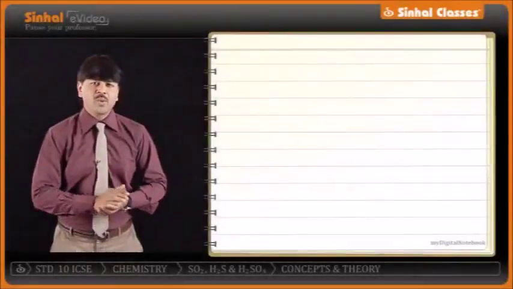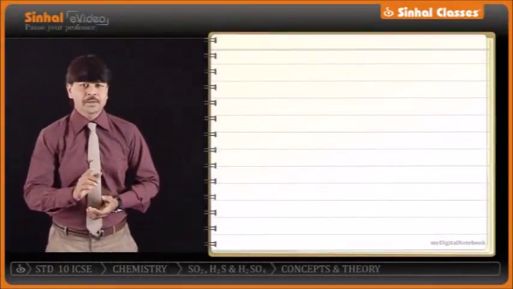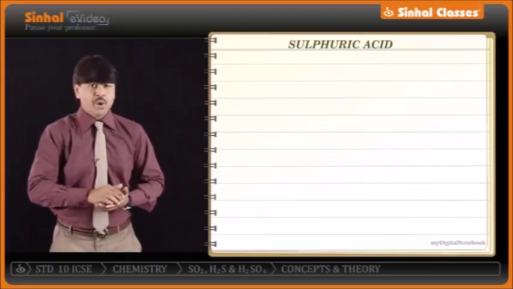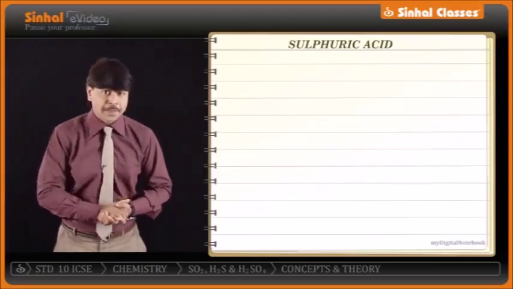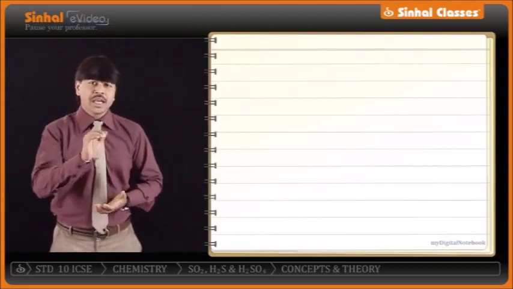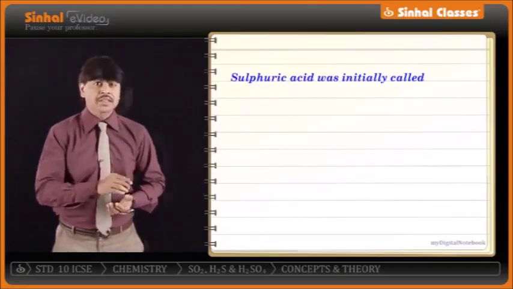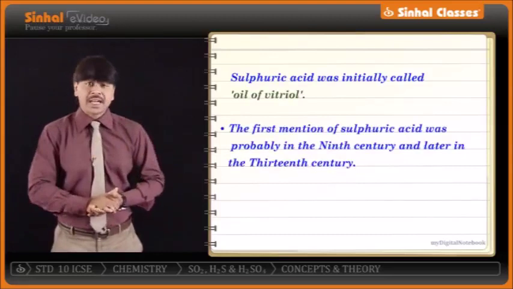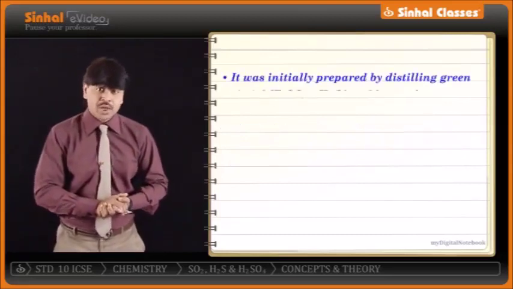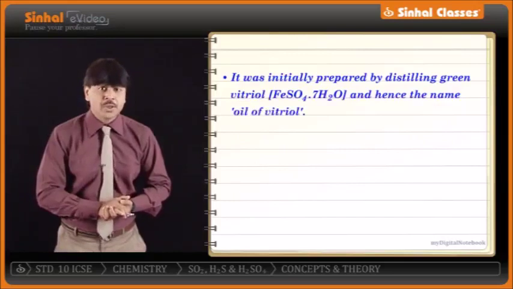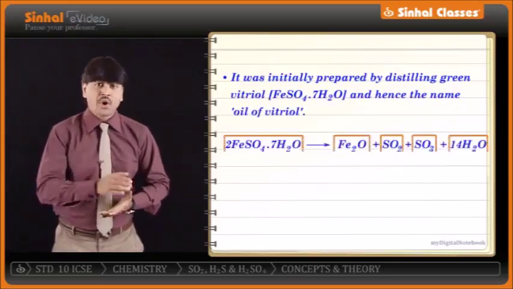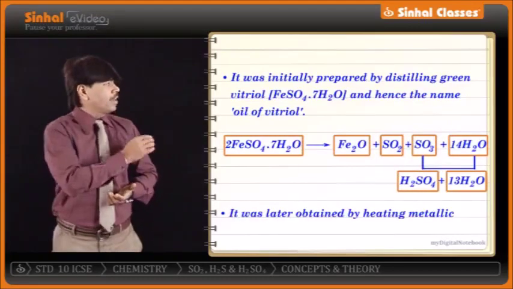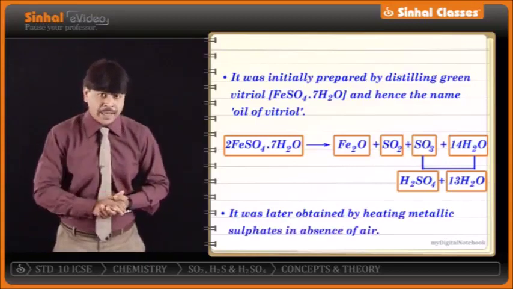Now let's start with a very important compound, and that is the king of chemicals, sulfuric acid. Let's see how it is prepared and what its properties are. To begin with, in olden days it was known as oil of vitriol. Reason for that? It was prepared by distilling green vitriol. You know what is green vitriol? It is FeSO4.7H2O. Later on, it was prepared by heating metallic sulfate like aluminium sulfate in the absence of air.